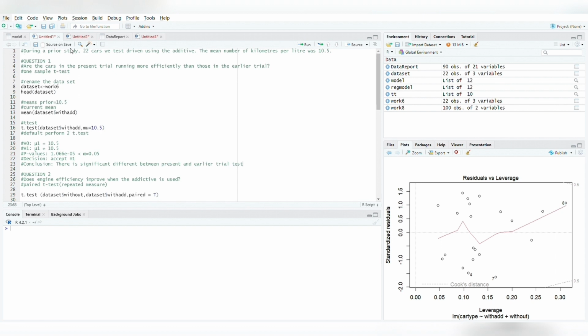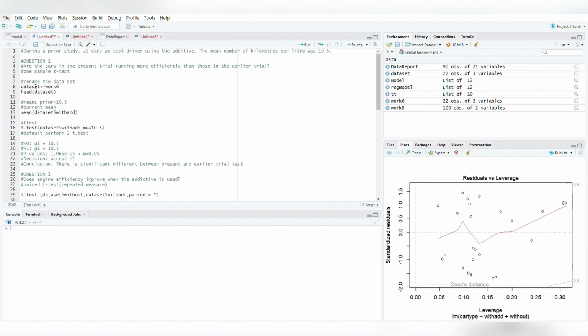This is the given situation for this example. During a prior study, 22 cars were test driven using the additive. The mean number of kilometers per liter was 10.5. Question 1: Are the cars in the present trial running more efficiently than those in the earlier trial? For this question, I will use one sample t-test in R programming.